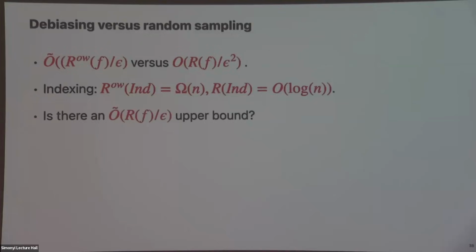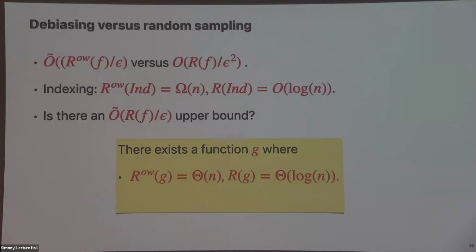Which is kind of annoying. It would be nice if you could just get the best of both worlds, the better numerator and the better denominator, right? Which would be RF over epsilon. But it turns out this is not going to happen.